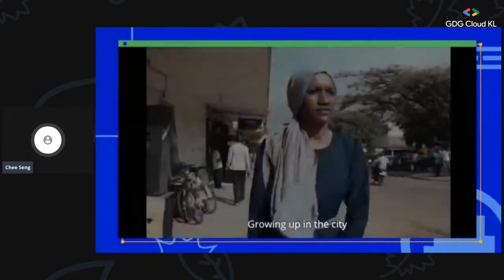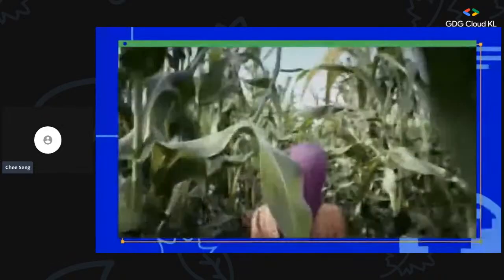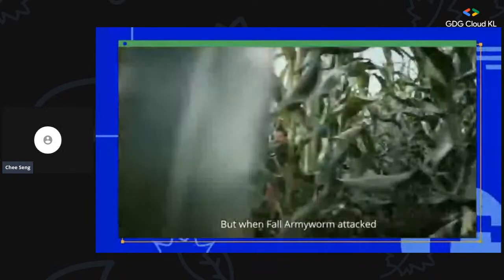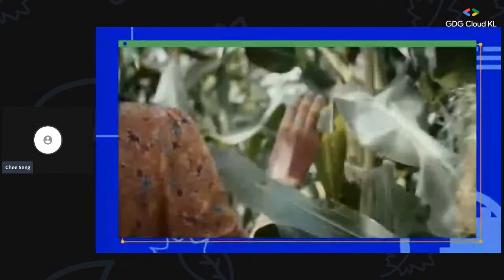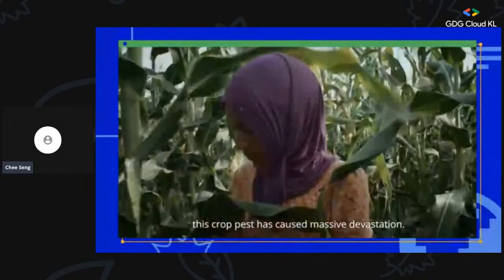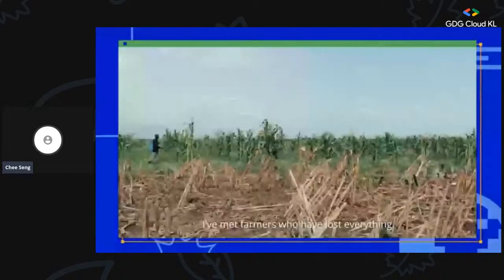Growing up in the city, I never expected to work in agriculture. But when fall armyworm attacked, it affected us all. Since its arrival in 2016, this crop pest has caused massive devastation. I've met farmers who have lost everything.